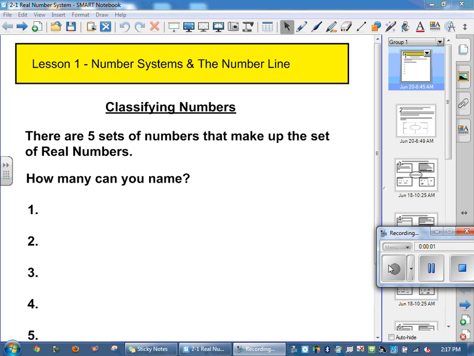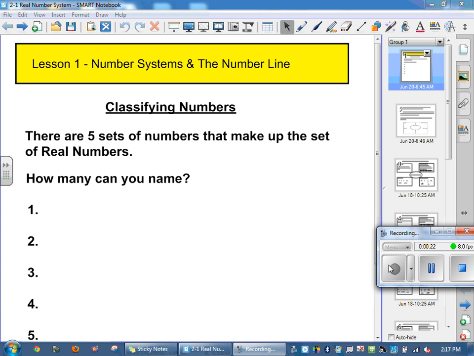One, number systems and the number line. So we have 5 sets of numbers that make up our grand set of real numbers. Okay, how many number systems do you know from the last couple of years? One's place value for a number line. Okay, that's place value, guys. What kinds of numbers do we have?